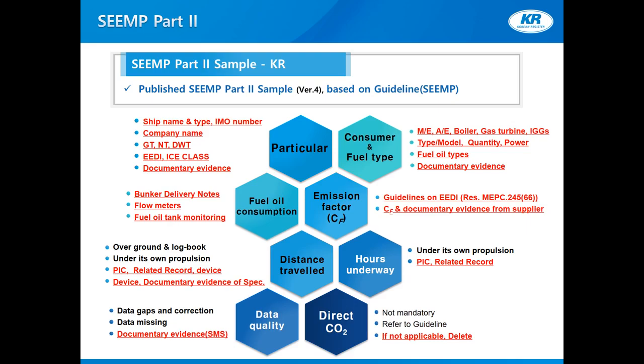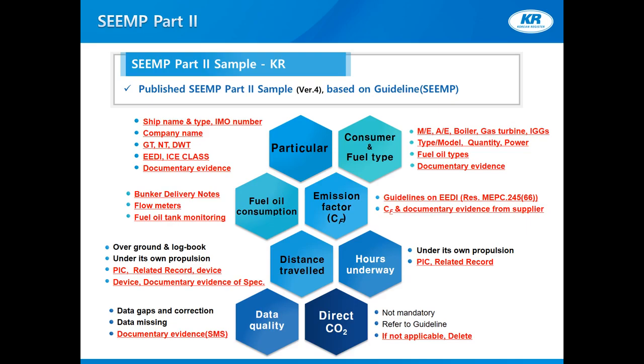In the chapter of ship's particular, you shall input ship's name and type, IMO number, company name, gross tonnage, net tonnage, deadweight tonnage, EEDI, and ice class. To verify that the information is correct, we will request you to submit documentary evidence. Details will be shown on the next slide.